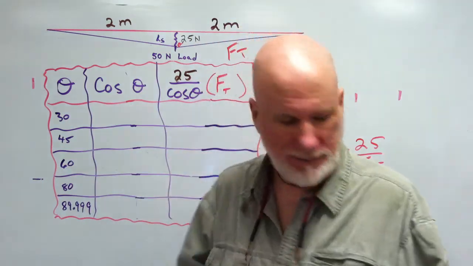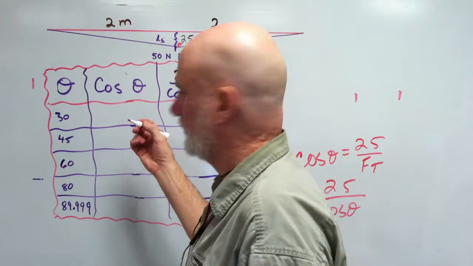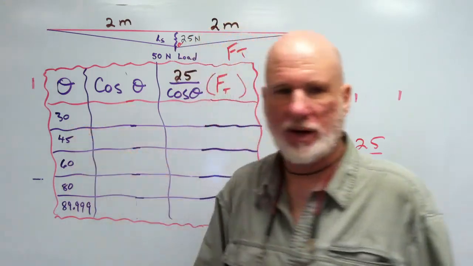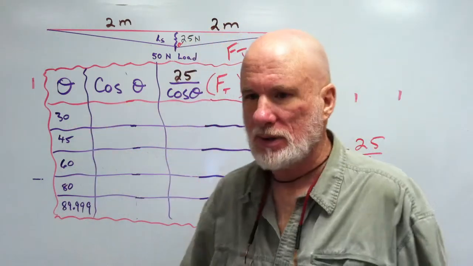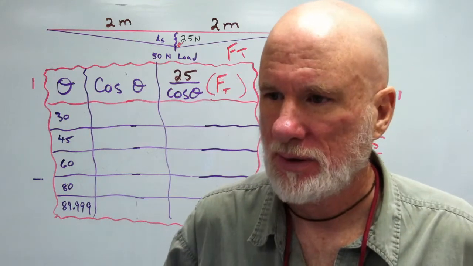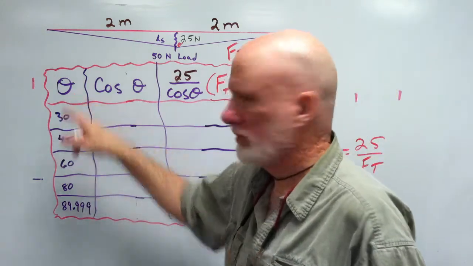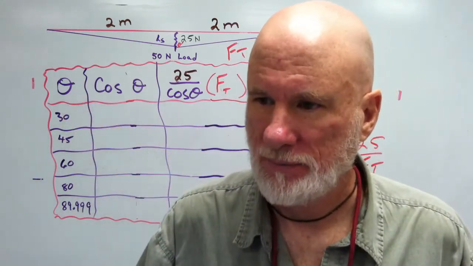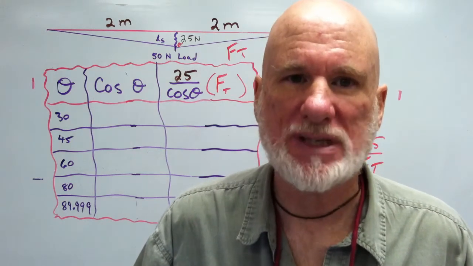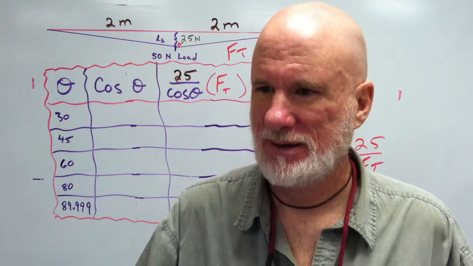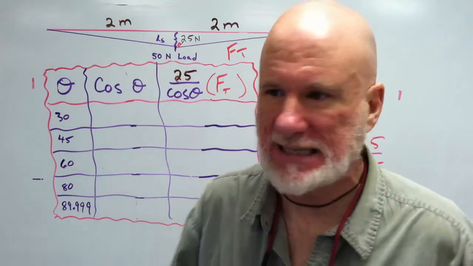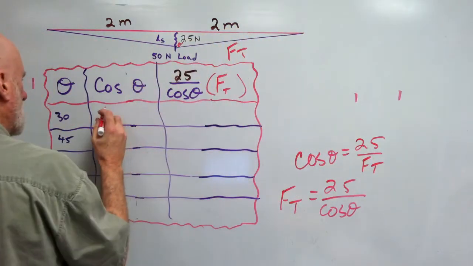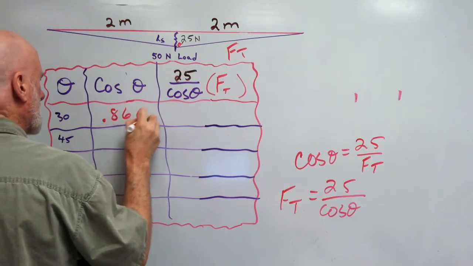So what do I got? What do I got for the first one? Cosine of 30. Do we have the angle? Yeah, cosine of 30, that's the angle. Oh, my bad. That's okay. 30. I know the answer, but we'll see if she does. 0.866. Excellent. Very good.